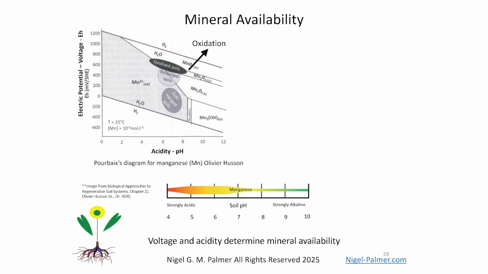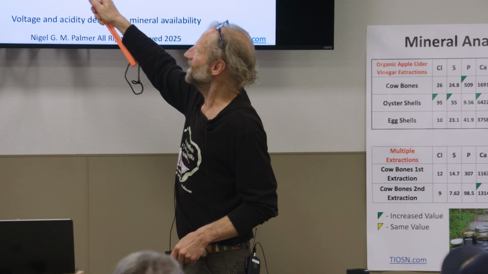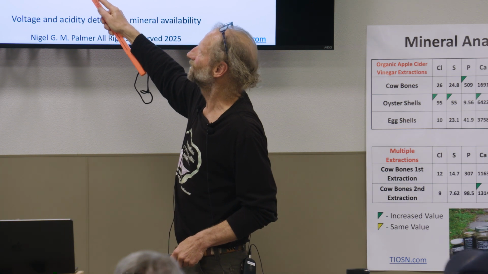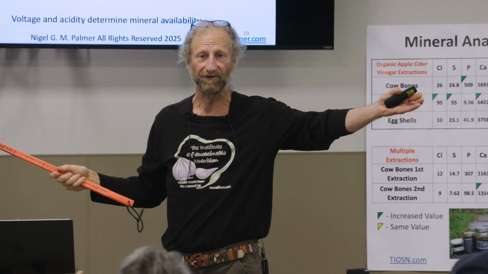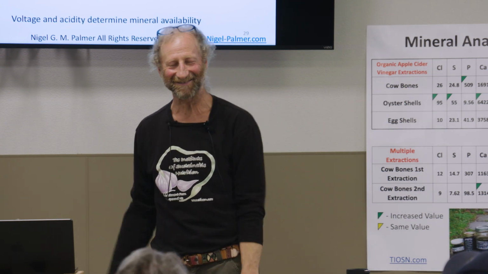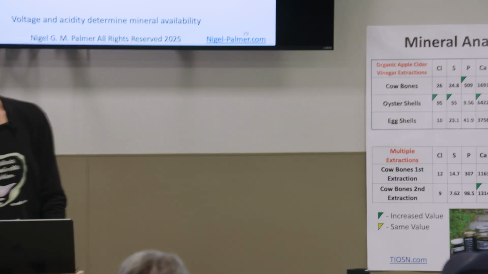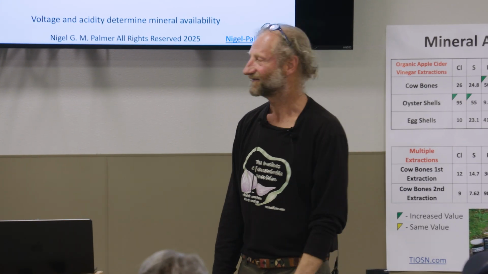Introducing Pourbaix diagrams. Pourbaix diagrams came around in the 50s, and Pourbaix diagrams are giving us information about the different forms of a particular mineral and where they become available to a plant. This is a Pourbaix diagram for manganese, voltage and acidity, and this shaded area is the Mn, the manganese 2+ ion that plants can use. Now you know what I just said, don't you? No. Well, it's true.